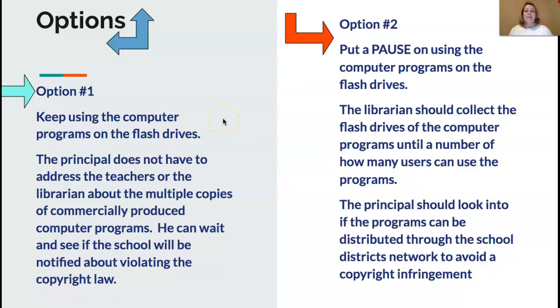So the principal, Mr. Sample, he's got options. The first option is he could do nothing. He could just let those flash drives be in those classrooms and kids could use the computer programs, and he could wait and see if the school district ever gets notified if we violated the copyright law.